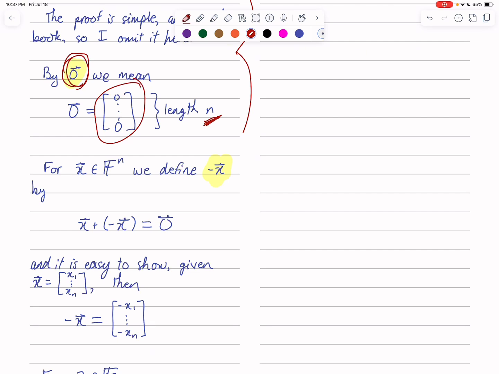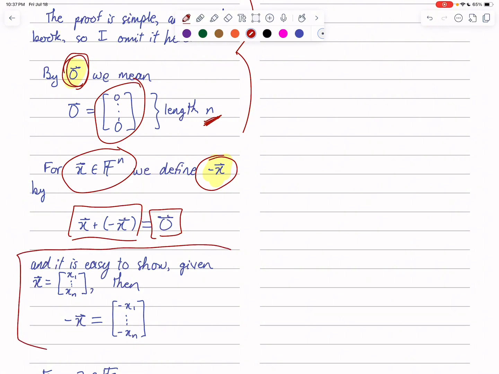Now, if x is any list in F to the n, we're going to define its negative. Its negative is any element such that when you add x and its negative, you get the 0 vector. It is very easy to show, and therefore I won't do it here, that this negative always exists and is always given by basically this very, very simple formula.